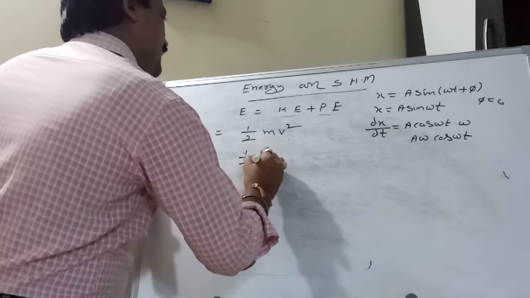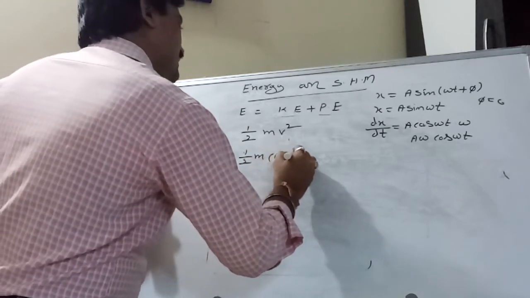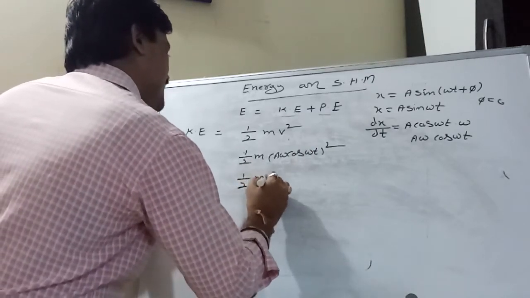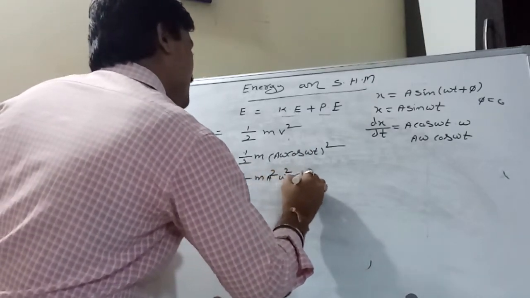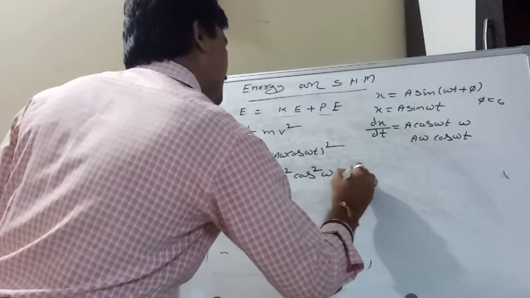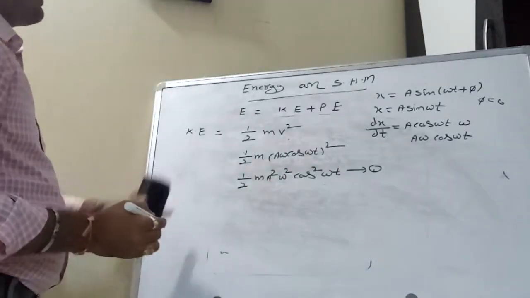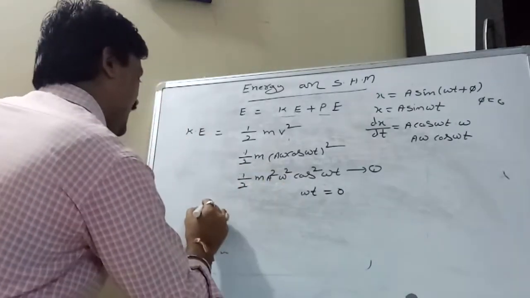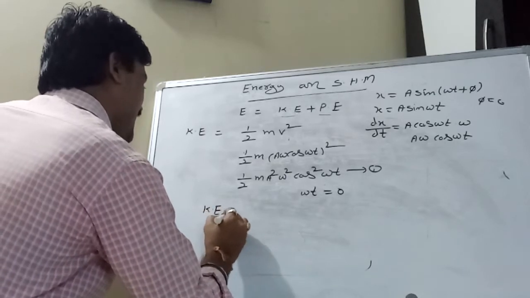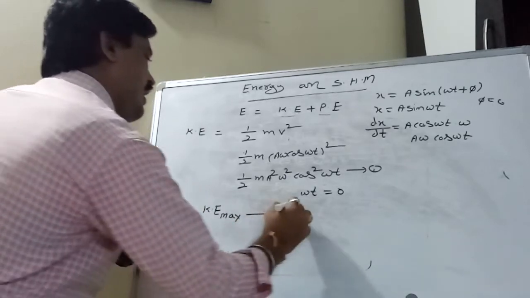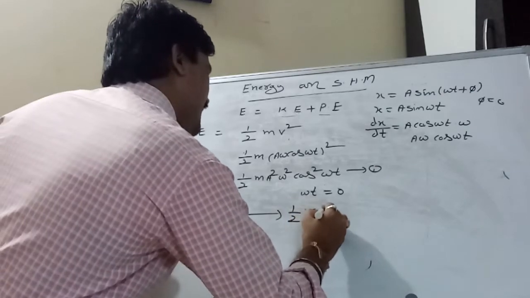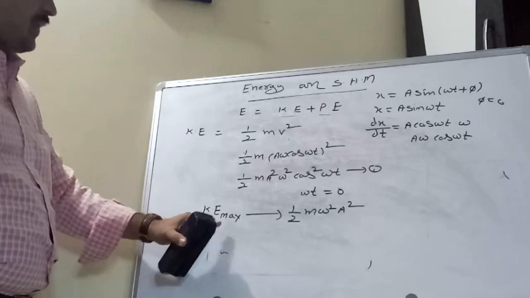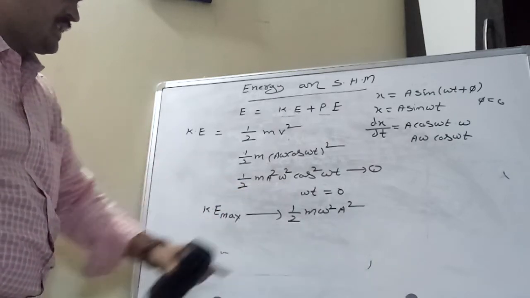So half m into a omega cos omega t whole square. So half m a square omega square cos square omega t. This is the first equation, the equation of kinetic energy. Suppose omega t is equal to 0, then kinetic energy is maximum, KE maximum, and that value is half m omega square a square.